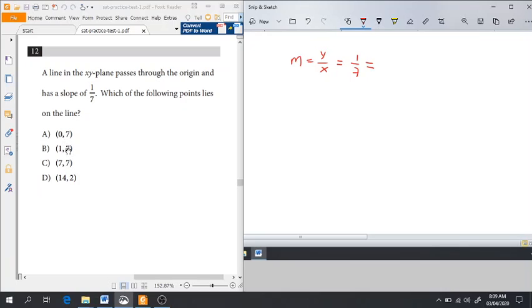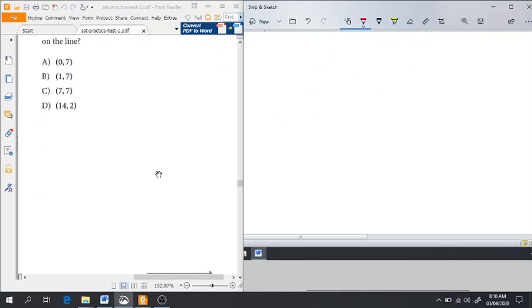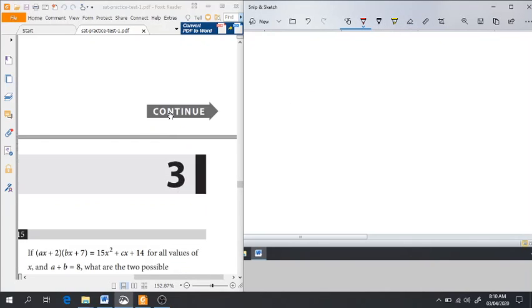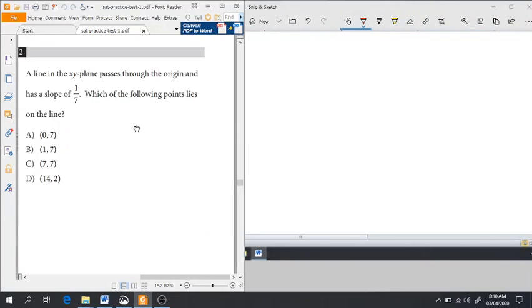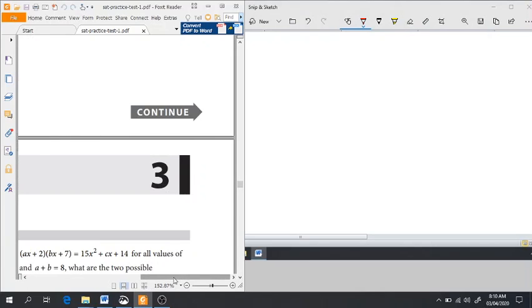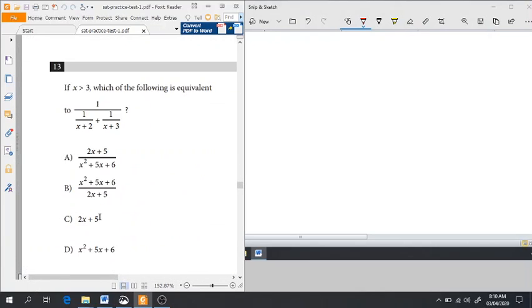7 over something, 7 over something. So A, B and C cannot be the option. Then 2 over something, so 2 over 14. Yes, possibly 2 over the value of x is 14, which is equivalent to 1 by 7. So that's why the answer to this question is going to be D. D is the right answer here. All right, let's move to question number 13.